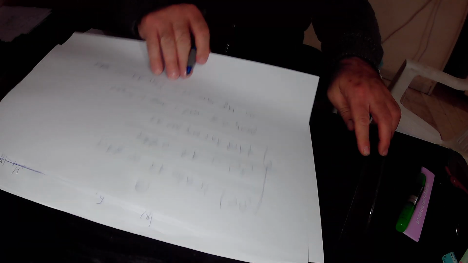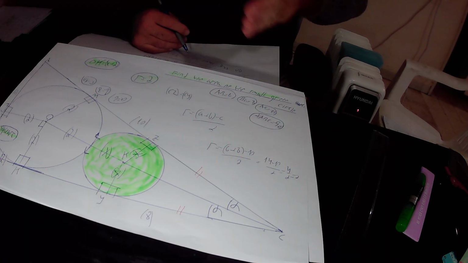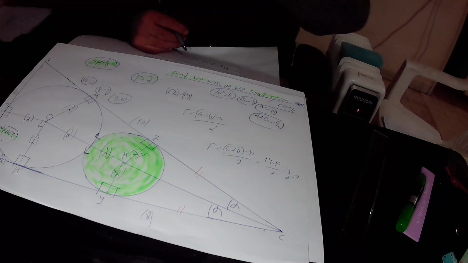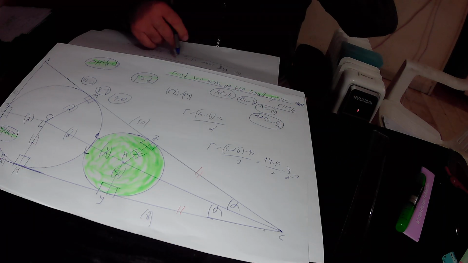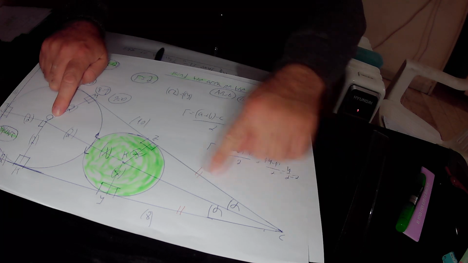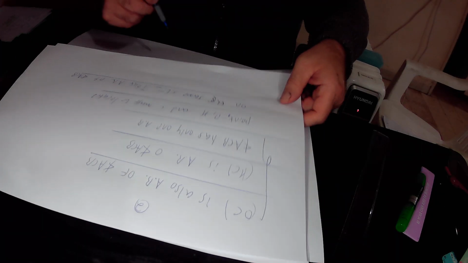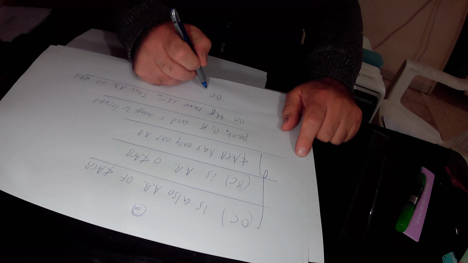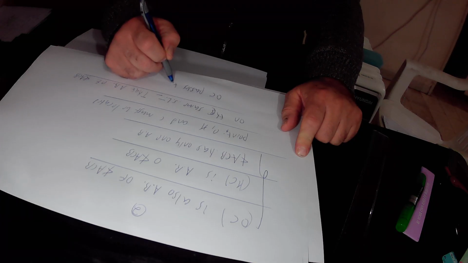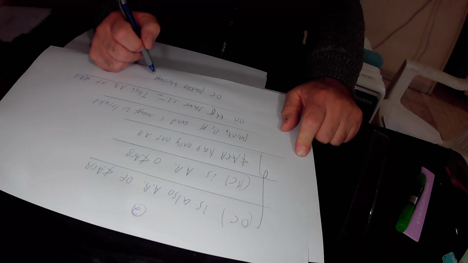So those 3 points O, K, and C are located on the same straight line. That straight line is the angle bisector of angle ACB. Or in other words, we found out that OC passes through point K, because O, K, and C are located on the same straight line.